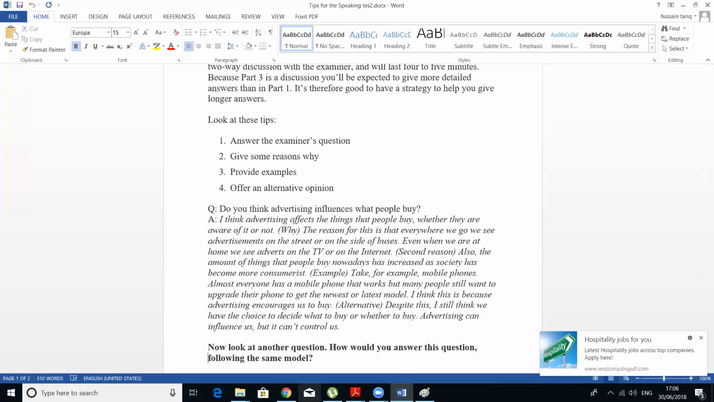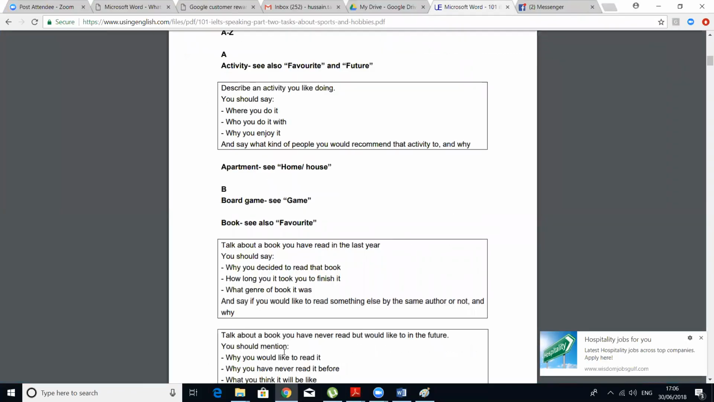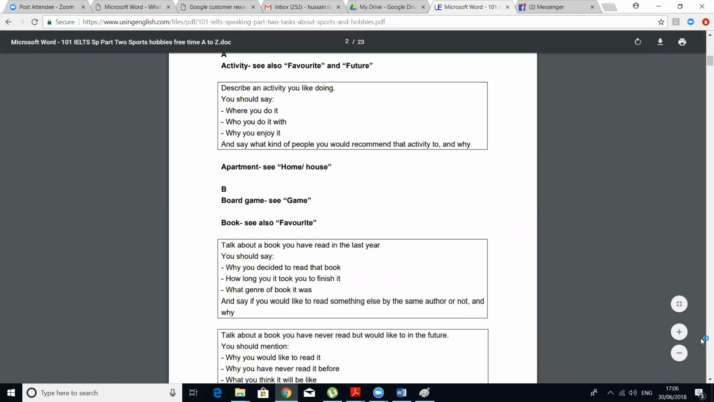So remember that the examiner will ask you questions which are general but connected with part two of the speaking test. Now, because you just talked about an activity that you like doing, can you think of a general question that you could be asked by the examiner in part three about this activity, about this topic? What kind of question do you expect the examiner might ask?